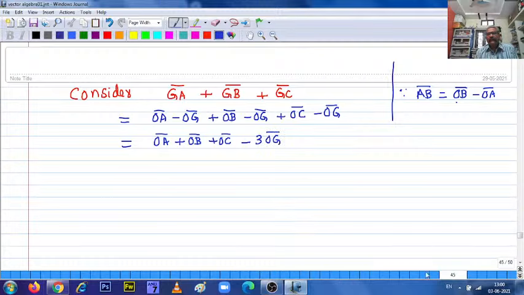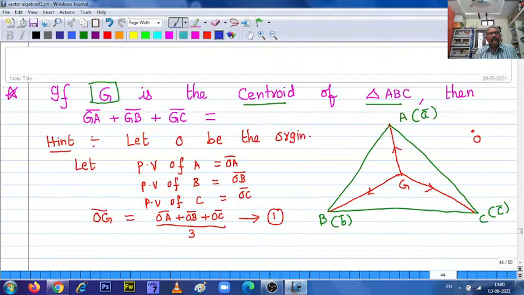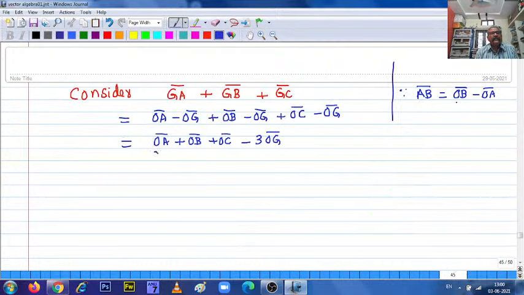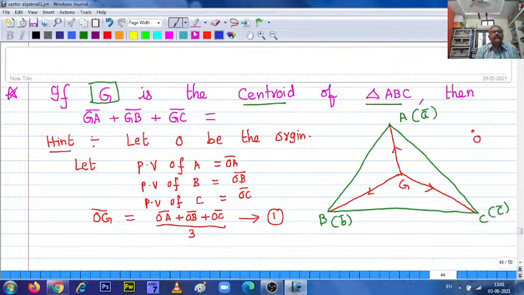See, this OA plus OB plus OC is equal to 3 times OG, we can write it here. So that means instead of this 3 OG we can write 3 OG minus 3 OG. You will be getting 0. So that's why this is equal to 0 bar.